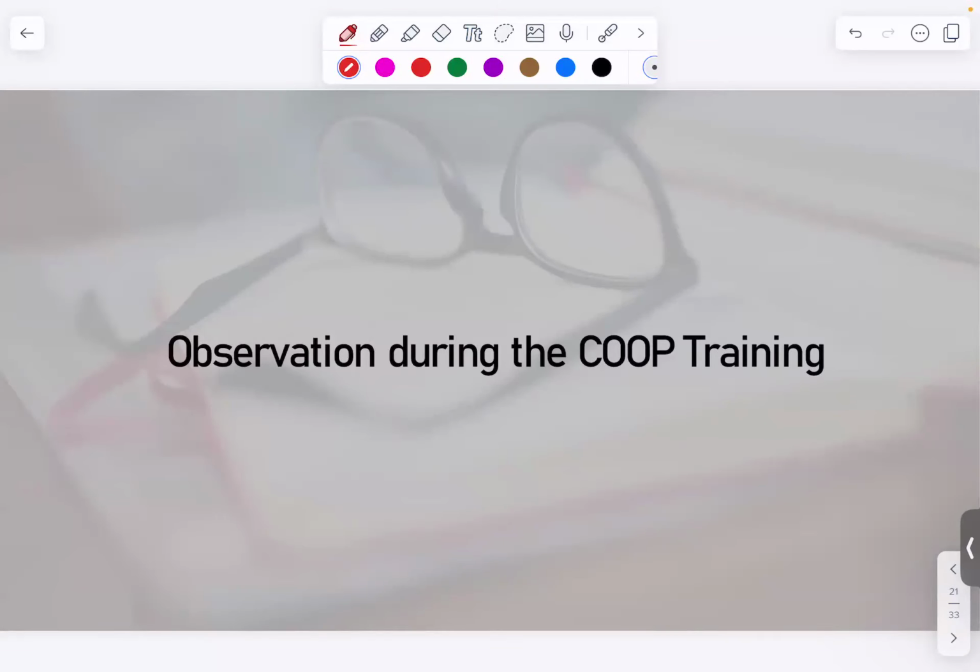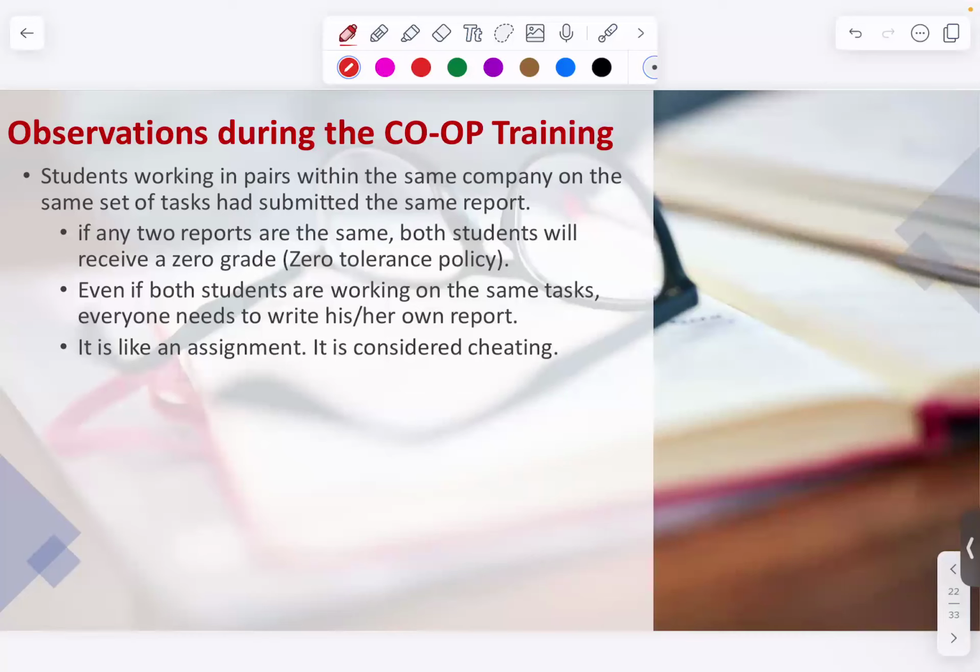Let me show you now some observations during the co-op training. One of the observations: you know that sometimes you work in a group in the same organization on the same site, maybe doing the same tasks, and on other occasions you are in the group but doing different tasks. Now, if you are doing the same task in the same group, in the same site, the final report you are submitting and even the bi-weekly progress report should be different, because you are doing these reports by yourself as individual work.